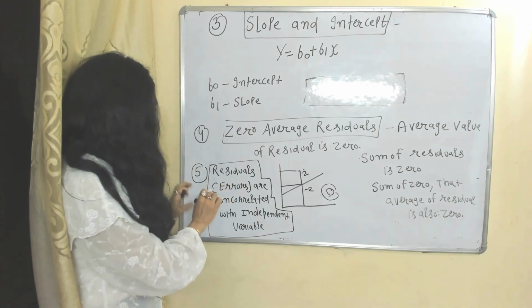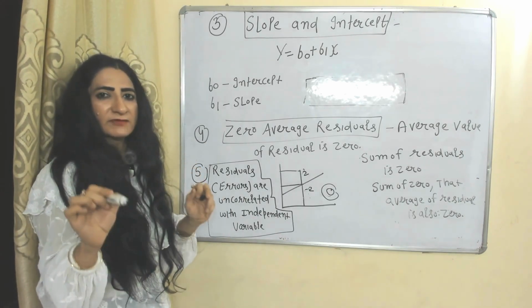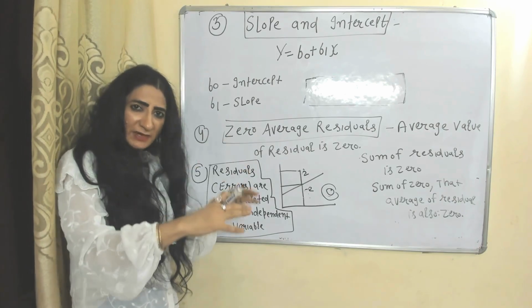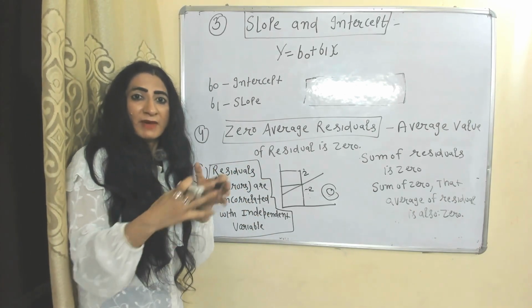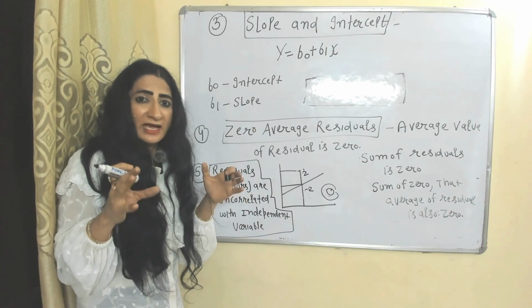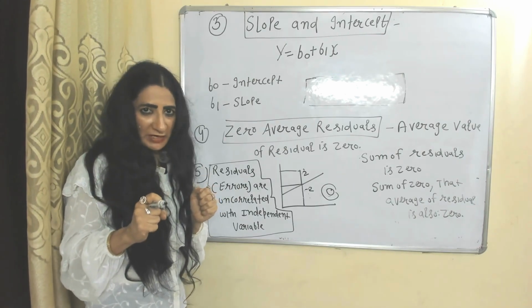Next property: residuals, or you can say errors, are uncorrelated with the independent variable. That means there is no relationship between the independent variable and the errors. By ensuring this property, we can say that the independent variable is an accurate and clean predictor of our dependent variable.